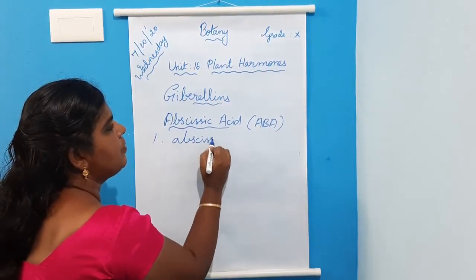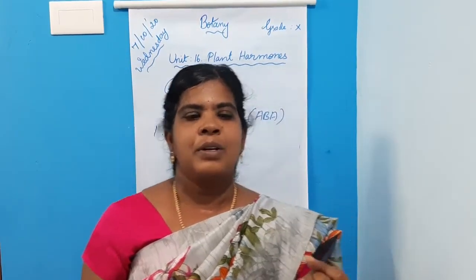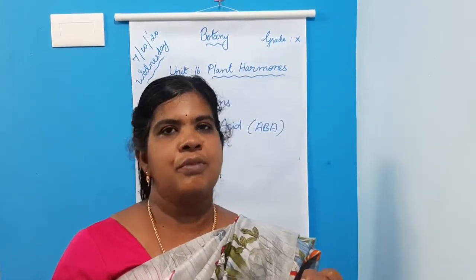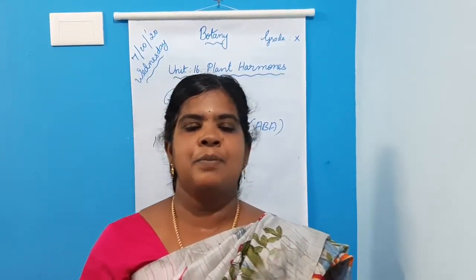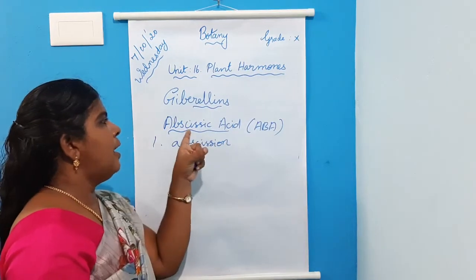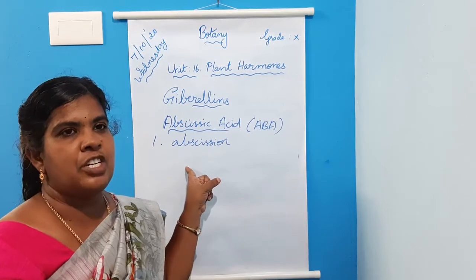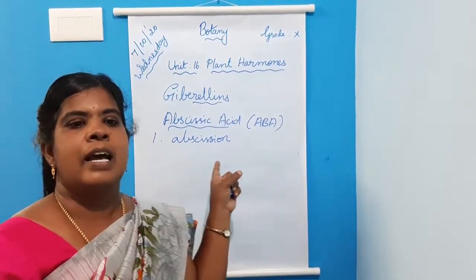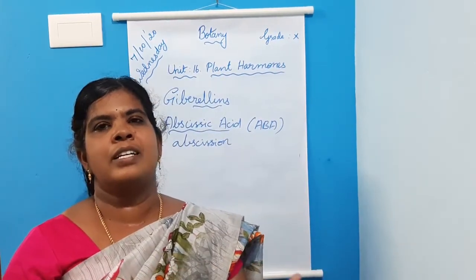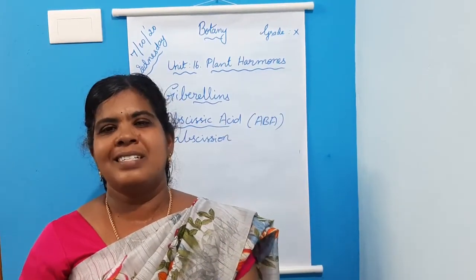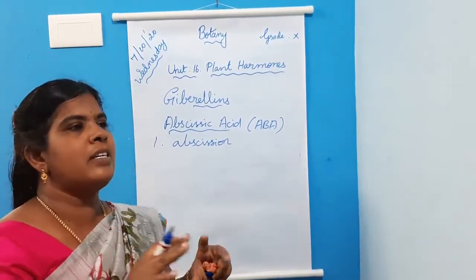What is abscission? Detachment of plant parts, isn't it? That is separation of leaves, flowers and fruits from the branch. That is abscission. ABA or abscisic acid promotes abscission. Next is during stress condition. For example, during water stress and drought conditions, ABA causes stomata to close.